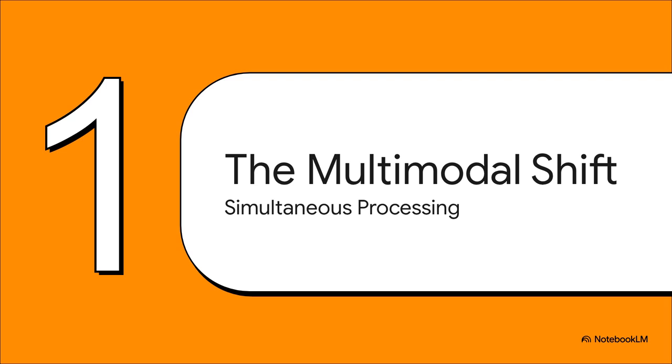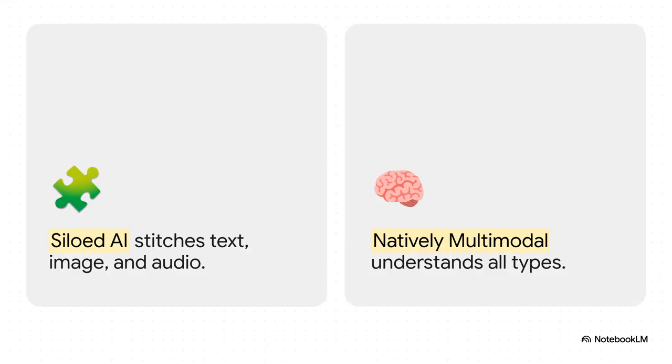Section 1. The multimodal shift, from silos to simultaneous understanding. To really get Gemini, we have to look backwards for just a second. Early AI was kind of stitched together, honestly, like Frankenstein's monster. You had one isolated model for text, a totally separate one for images, another for audio. And when developers tried to make them talk to each other, well, so much context just got lost in translation.